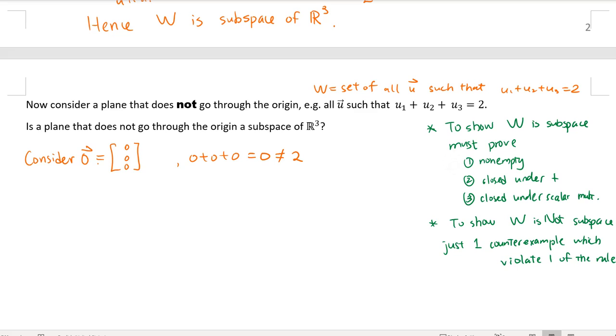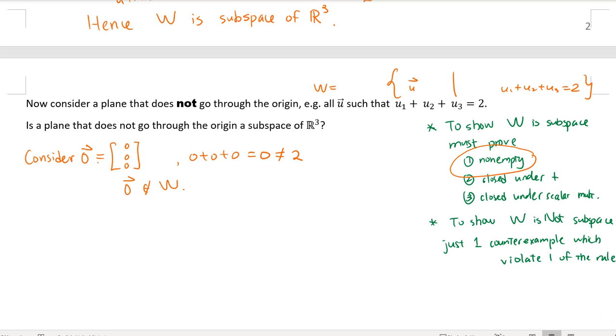Or maybe it's better to write it like this. So it's a set U such that, okay, you can also put it like this. Alright, and so now you can see 0 is not in W. This is a problem because it violates a rule. Which rule does it violate? Does it violate non-emptiness? No. We just showed one vector is not in W, so maybe some other vector is in W. So it's not violating non-emptiness, but it does violate the clause under scalar multiplication.